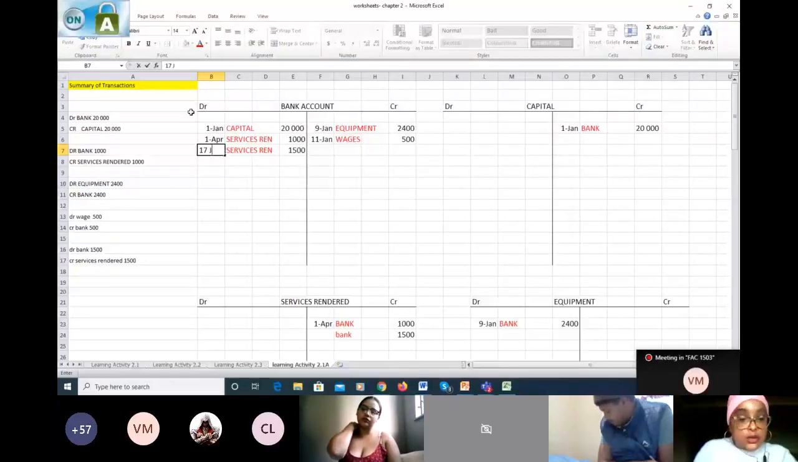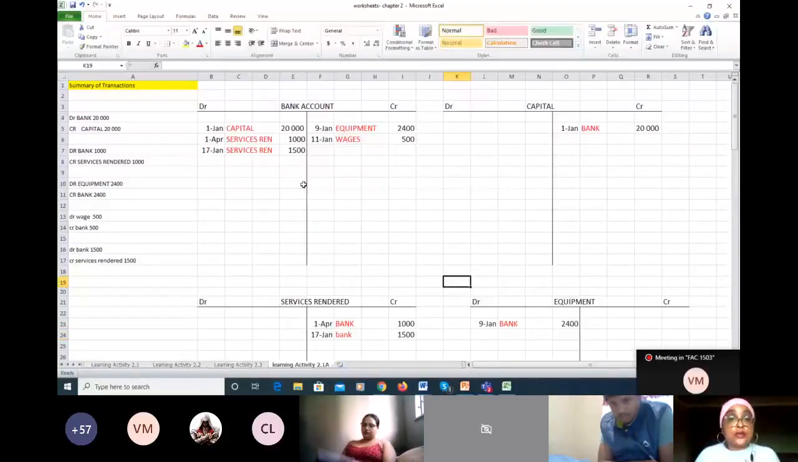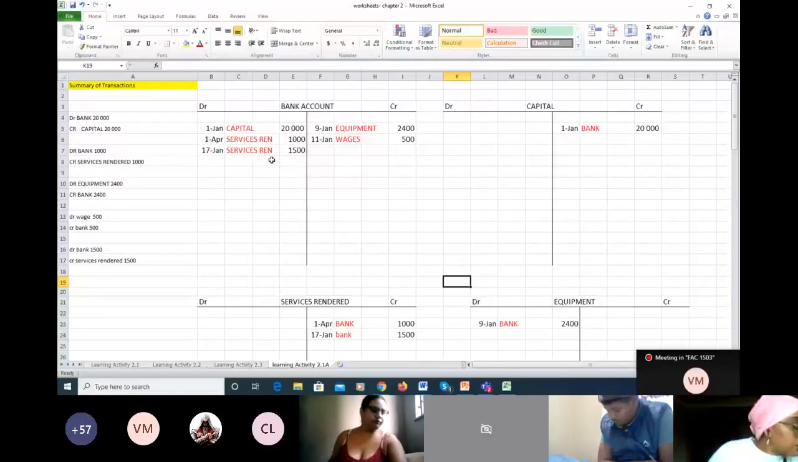I am not used to doing accounting on a computer. This is new to me. So now I can see that I made 2,500 Rand from services rendered and my 20,000 in my bank account. Let's move on to day 23.